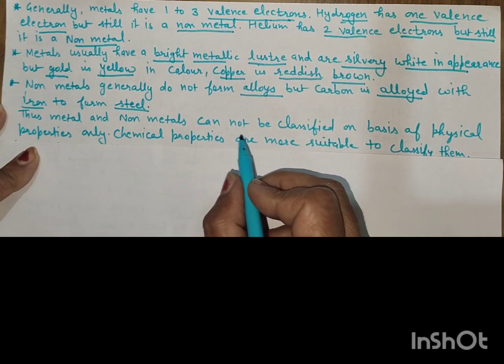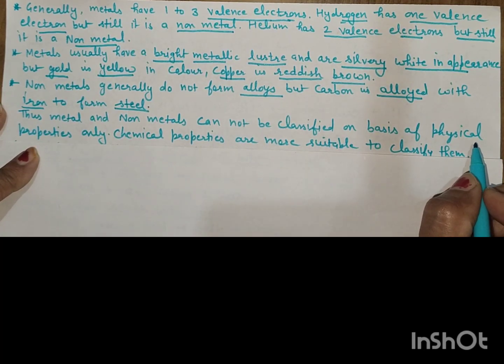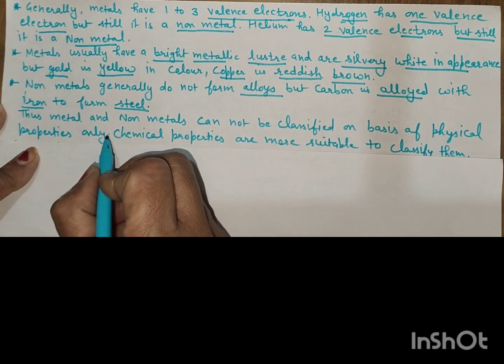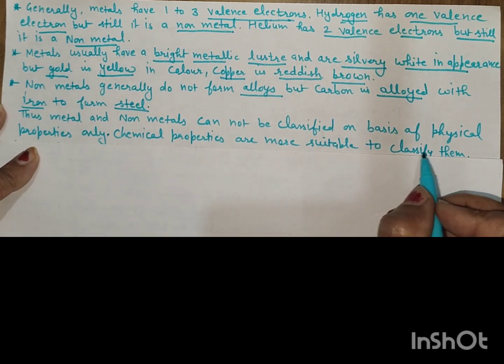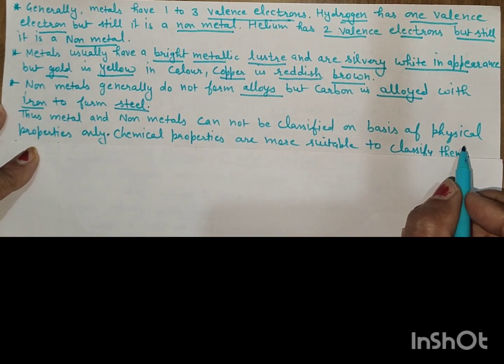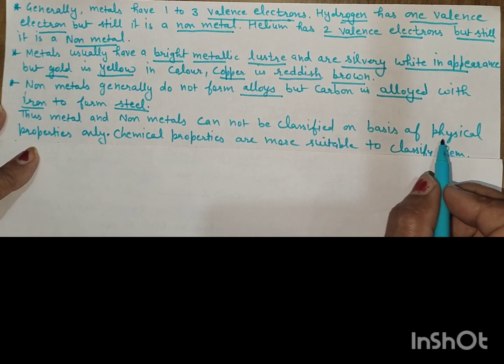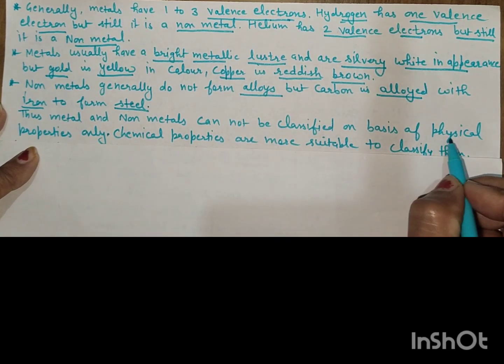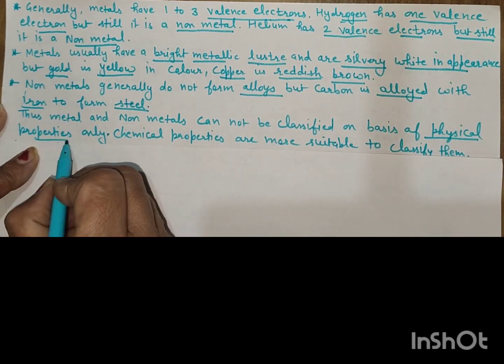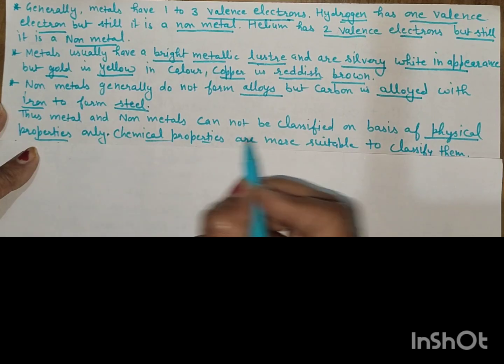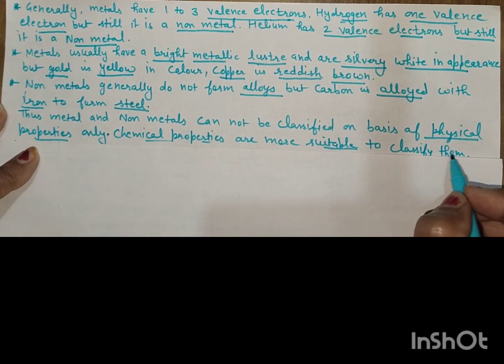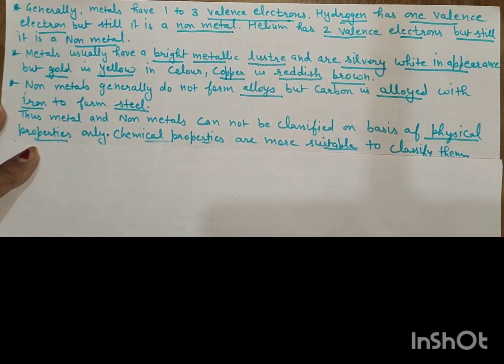Thus, metals and non-metals cannot be classified on the basis of physical properties only. There are a lot of exceptions in metals and non-metals. That's why we cannot classify them on the basis of physical properties. Only chemical properties are more suitable to classify them.